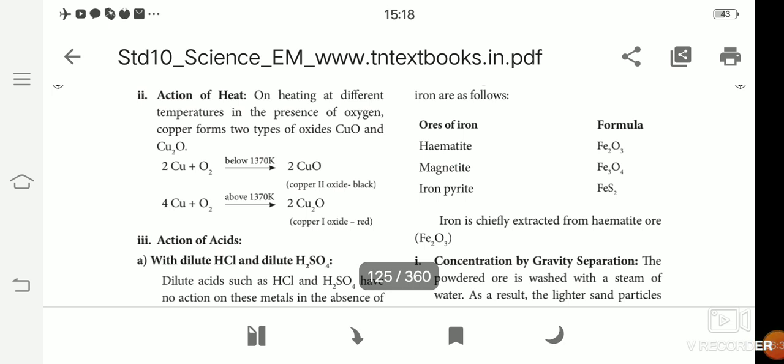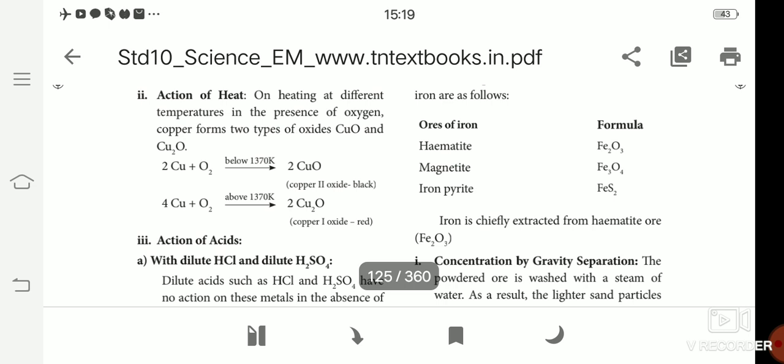The ores of iron are hematite, magnetite and iron pyrites. The first one, hematite, has the formula Fe2O3. Magnetite is Fe3O4. Iron pyrites is FeS2. Iron is chiefly extracted from the hematite ore, Fe2O3.